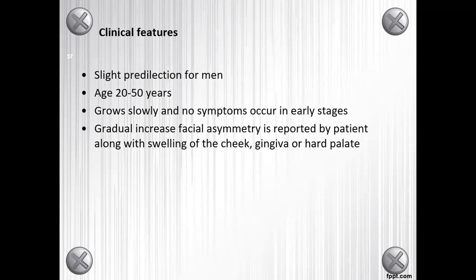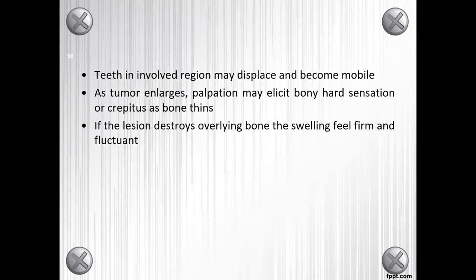There is a slight predilection for men, aged 20 to 50 years. It grows slowly, no symptoms occur in the early stage, there is a gradual increase in size, and facial asymmetry is reported. The teeth involved may displace and become mobile, and the enlarged tumor may feel bony hard. If the lesion destroys the overlying bone, the swelling will feel firm and fluctuant.